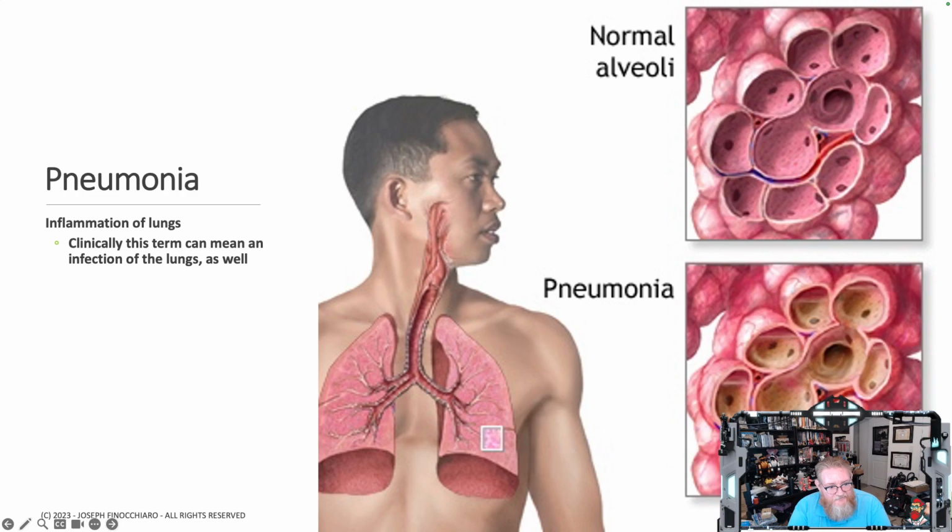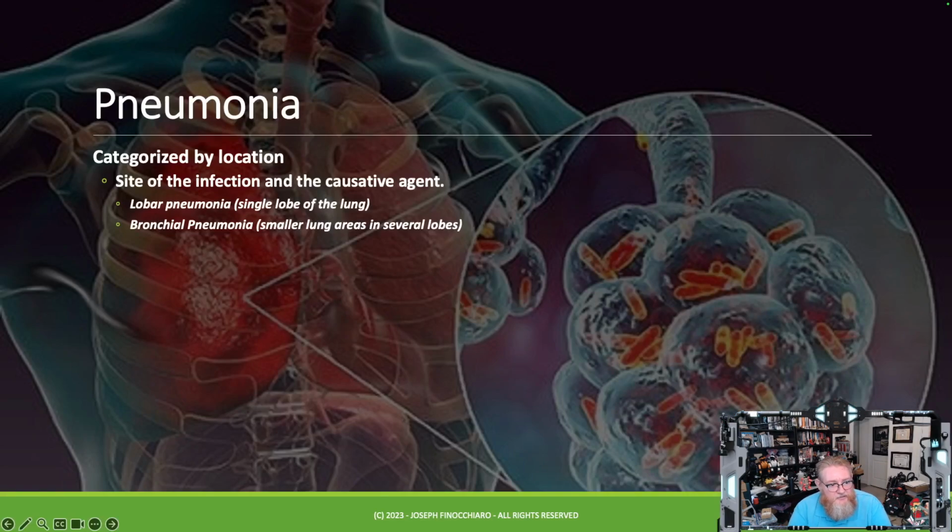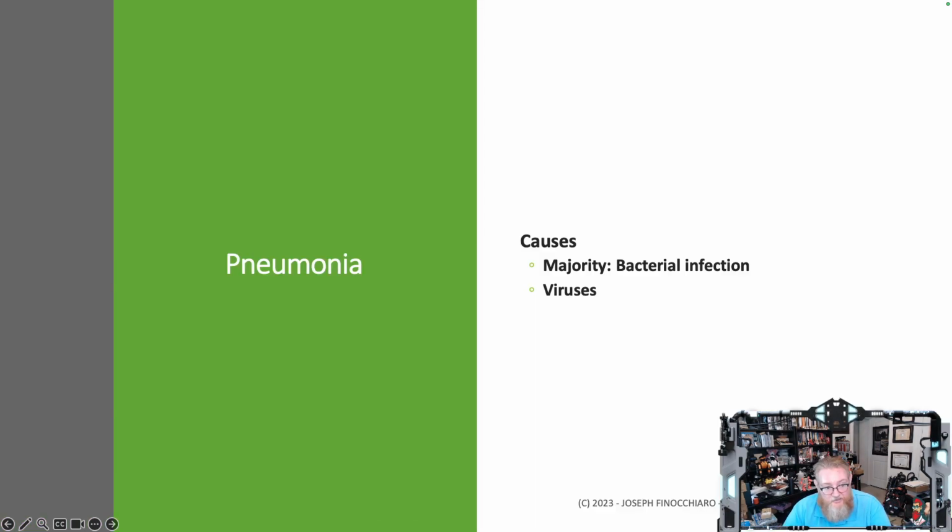Pneumonia, which is inflammation of the lungs. Clinically, this term can mean an infection of the lungs as well. It is characterized by location, the site of the infection, and the causative agent. So, lobar pneumonia would involve a single lobe of a lung, and bronchial pneumonia would be smaller lung areas in several lobes. What are causes of pneumonia? The majority are bacterial infections, although viruses can cause this as well.